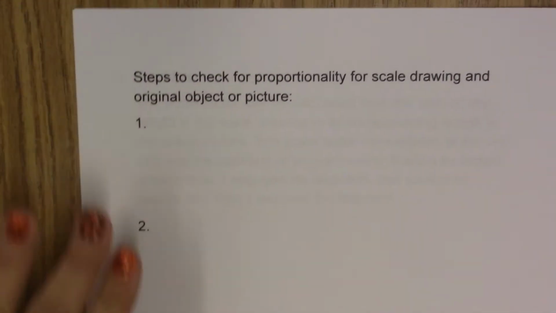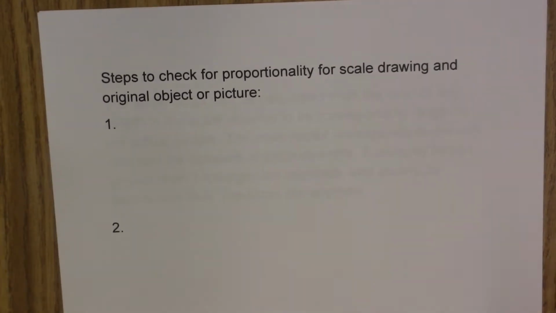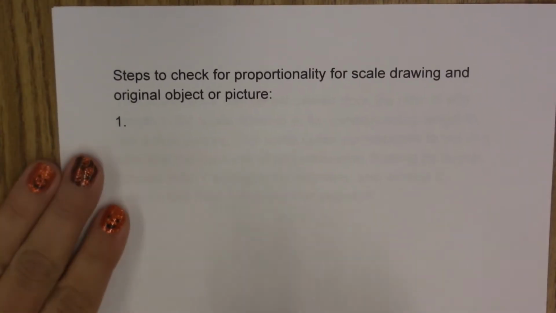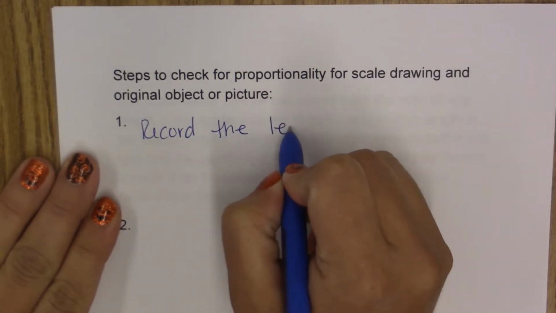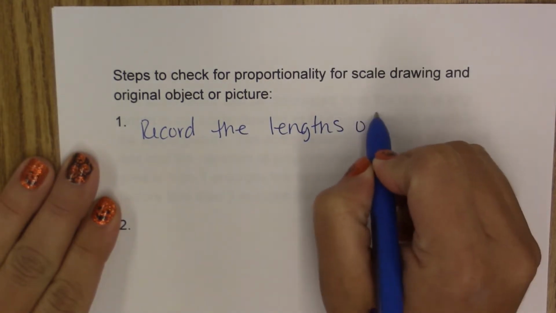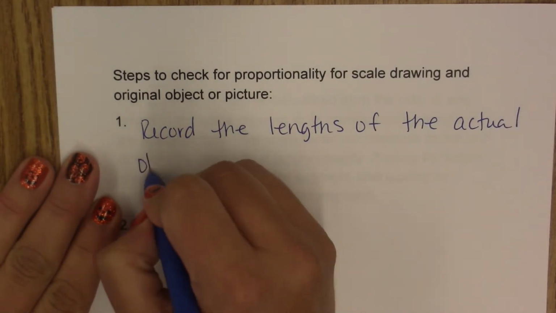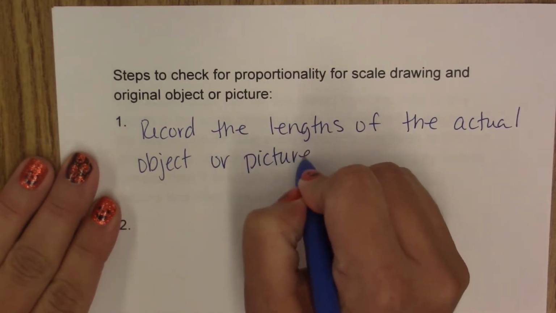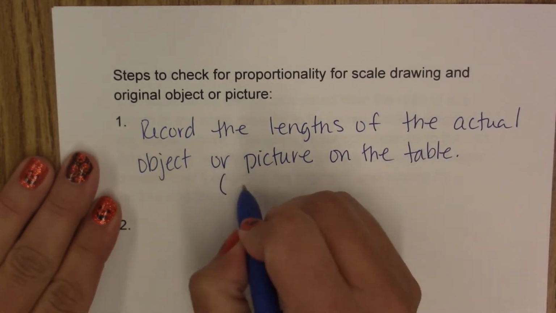All right, so let's get some steps to help us check for proportionality in our scale drawing. Our first step is we're going to record the lengths of the actual drawing, or we'll say object or picture, on a table. So this is creating our x value.